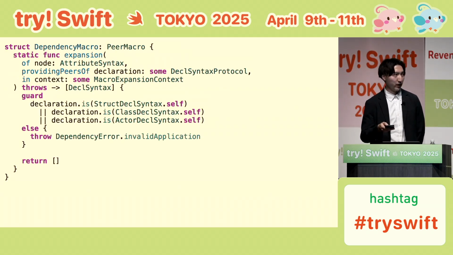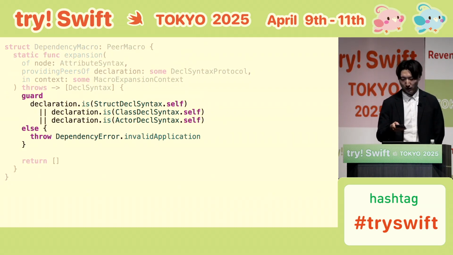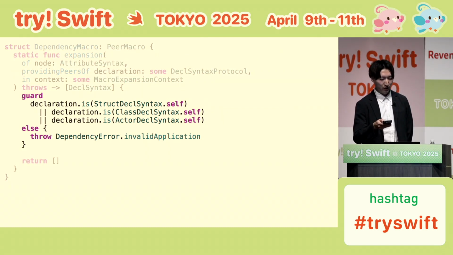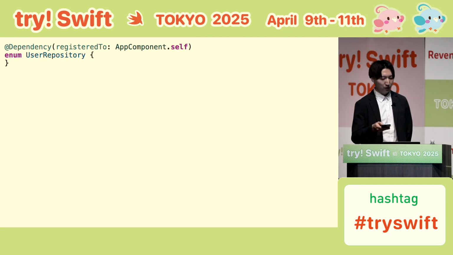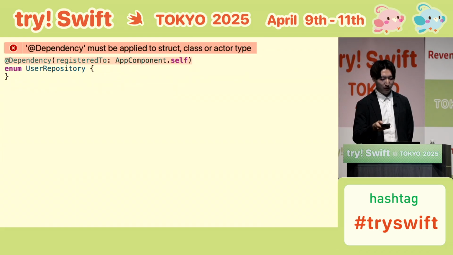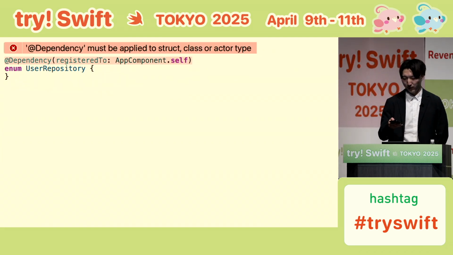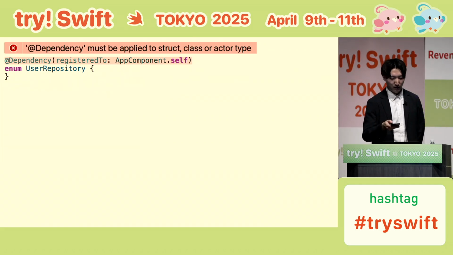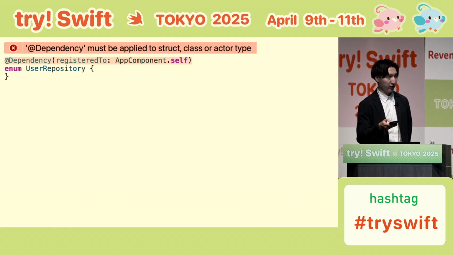Next, in the implementation, here we add validation logic to ensure that the dependency macro can only be applied to structs, classes, or actors. If you attach @Dependency to an unsupported declaration such as an enum, an error like this will be displayed. Here, since Swift macros are defined as annotations for generating global code, we don't actually generate any code in this case.